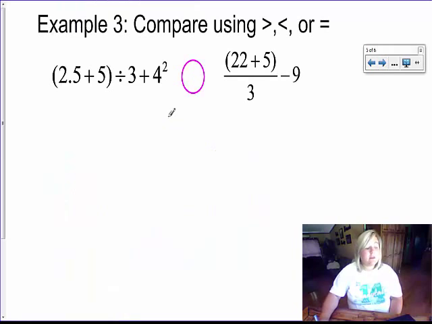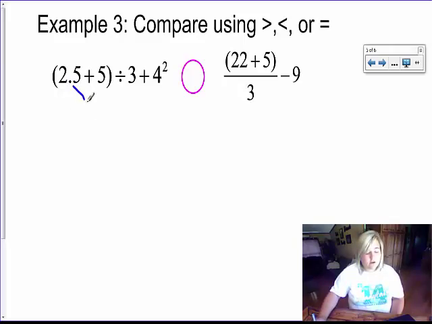Okay, this is, I believe, the final example of the lesson. Nope, I lied. Okay. This is example 3, and it is wanting us to compare using either greater than, less than, or equal to. So in order for us to do that, we have to simplify both sides first. So I'm going to start by simplifying the left side, just because that's what's most common to me. So we're going to start by simplifying parentheses first.